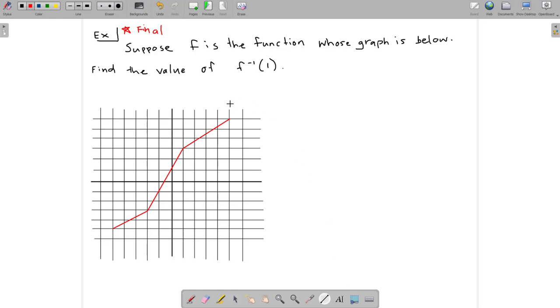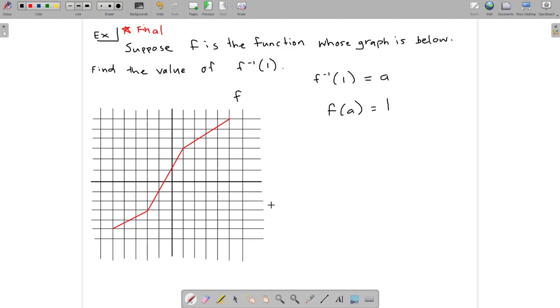So let's now apply that concept to a graphical example. This one's also from a final. He does a lot of different kinds of inverse function problems. So here we suppose f is the function whose graph is below. Find the value of f inverse of 1. So remember, here let me write. If we want to find what f inverse of 1 is, call it a, then that means that f of a equals 1, right? And we know what f is. f is this graph right here. So we're just looking for the spot on the graph where your function is equal to 1.